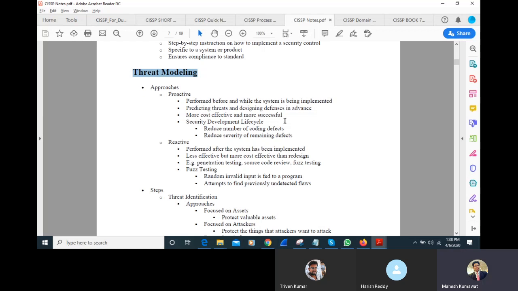If the ISP, the internet service provider of your company or of your home, goes down, this is the reactive approach. It is a reactive approach.